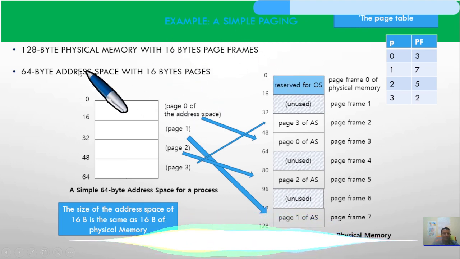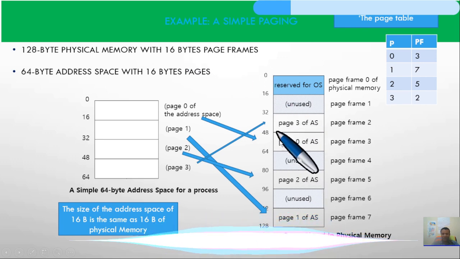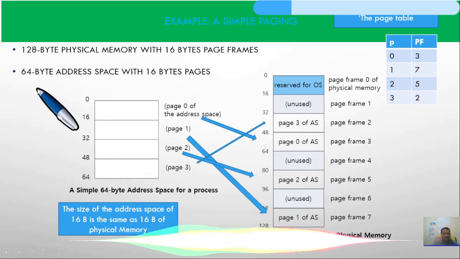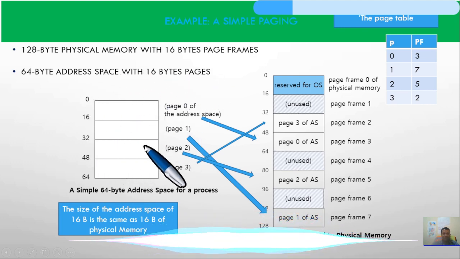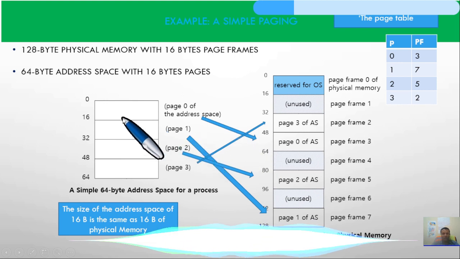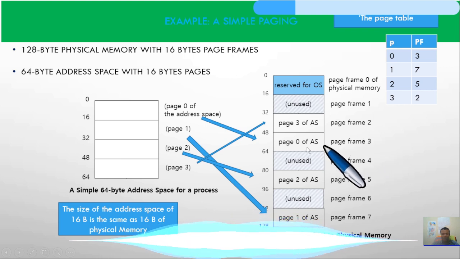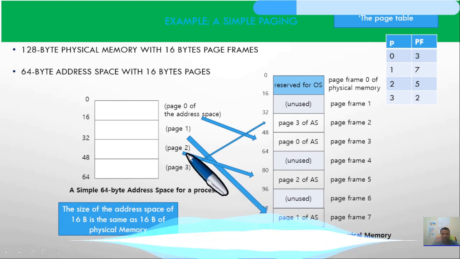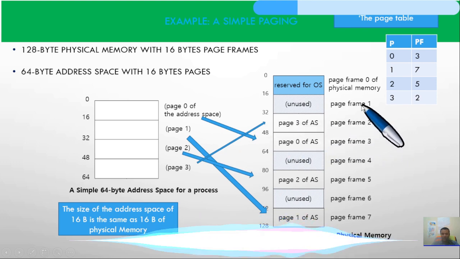So let's see an example here. We have 128 bytes of physical memory with 16 byte page frames, as you can see on the right, and on the left we have 64 bytes of address space with 16 byte pages. If we try to map the virtual memory into the physical memory, page 0 is mapped into page frame 3, page 1 is mapped into page frame 7, page 2 is mapped into page frame 5, and page 3 is mapped into page frame 2.